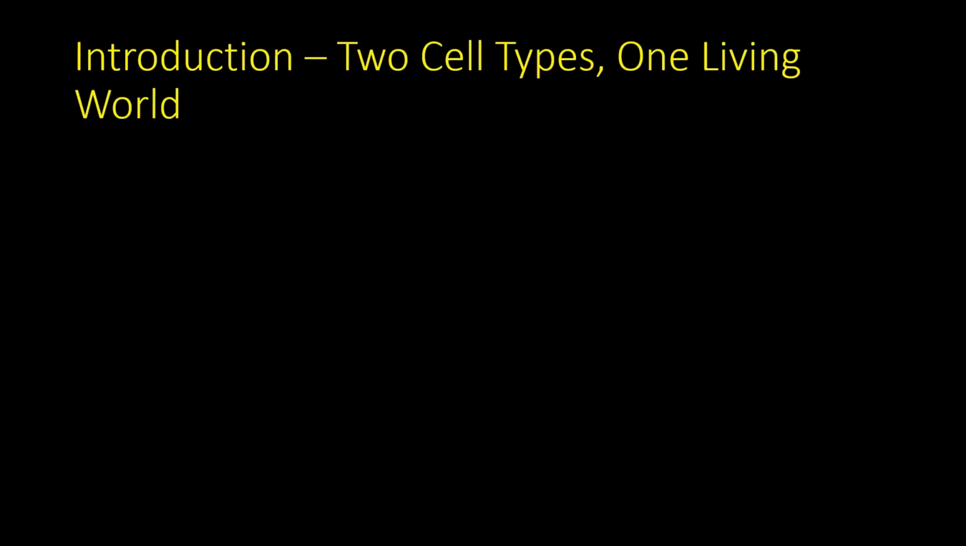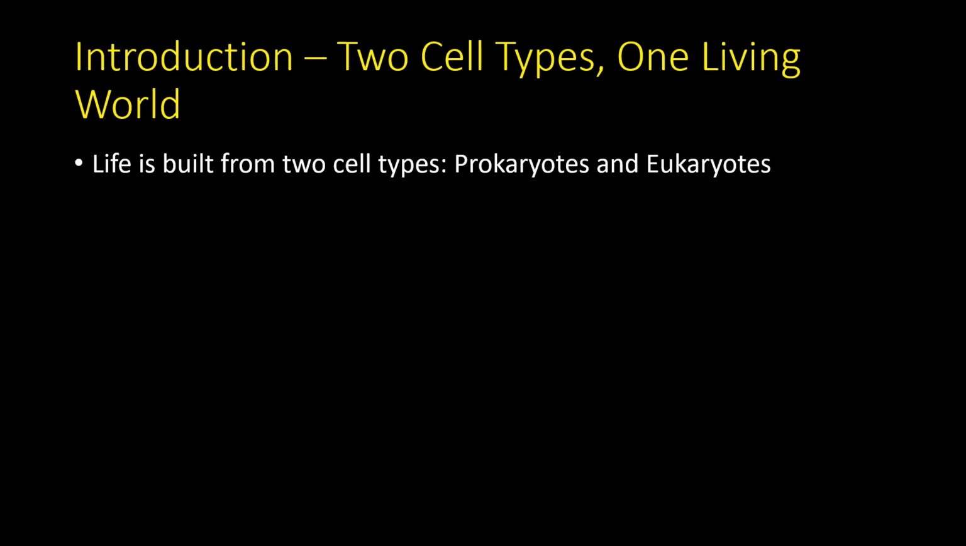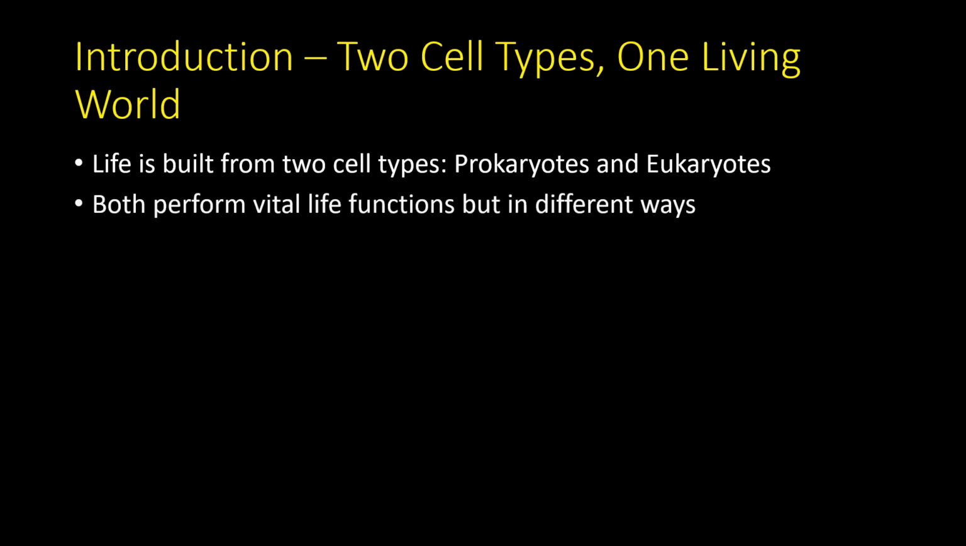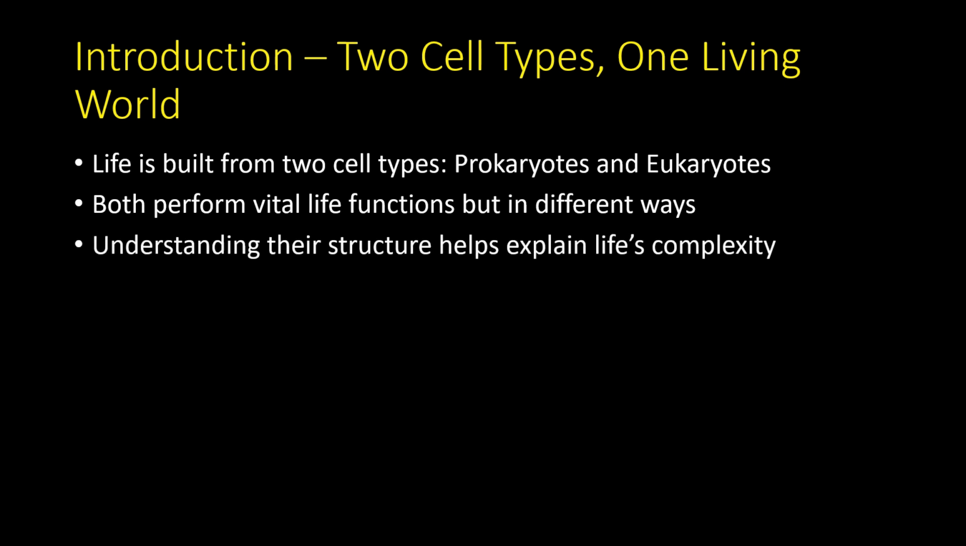Prokaryotes and eukaryotes are two fundamental types of cells that make up all life on Earth. But what exactly sets them apart? While both types of cells perform similar functions necessary for life, they do so in distinct ways due to their structural differences. Understanding these differences can help you appreciate how life is organized, from the simplest bacteria to the most complex multicellular organisms like humans, animals, and plants.